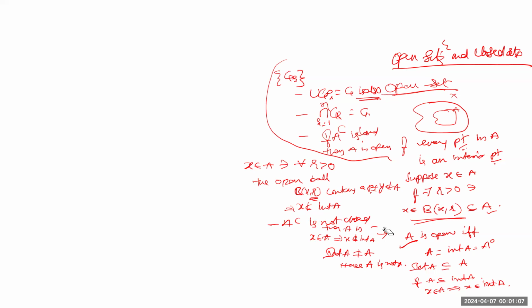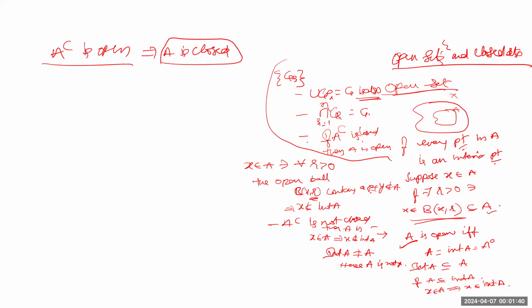So similarly, in the case of a closed set, you can prove that A complement is open. If A complement is open, then A is closed, right? So if you want to show that A is closed, you just have to show that A complement is open.